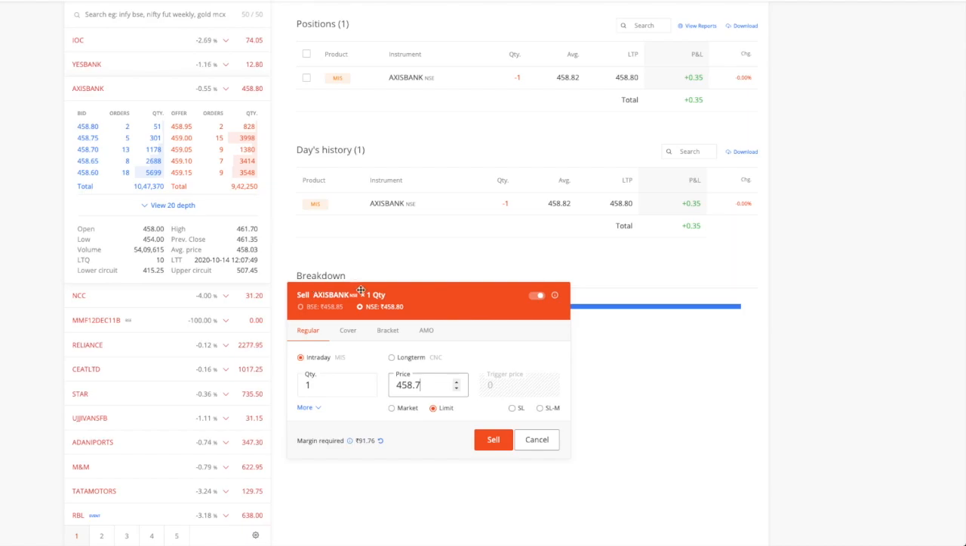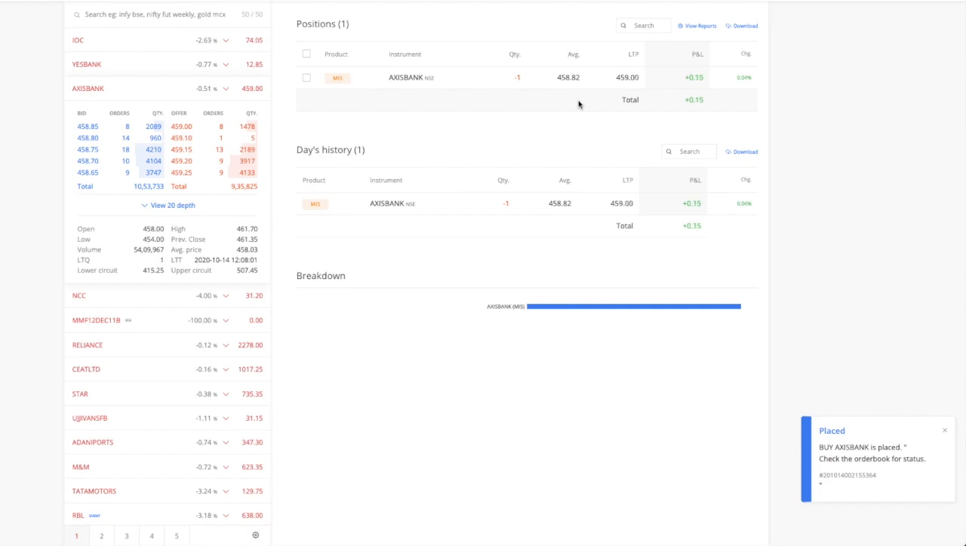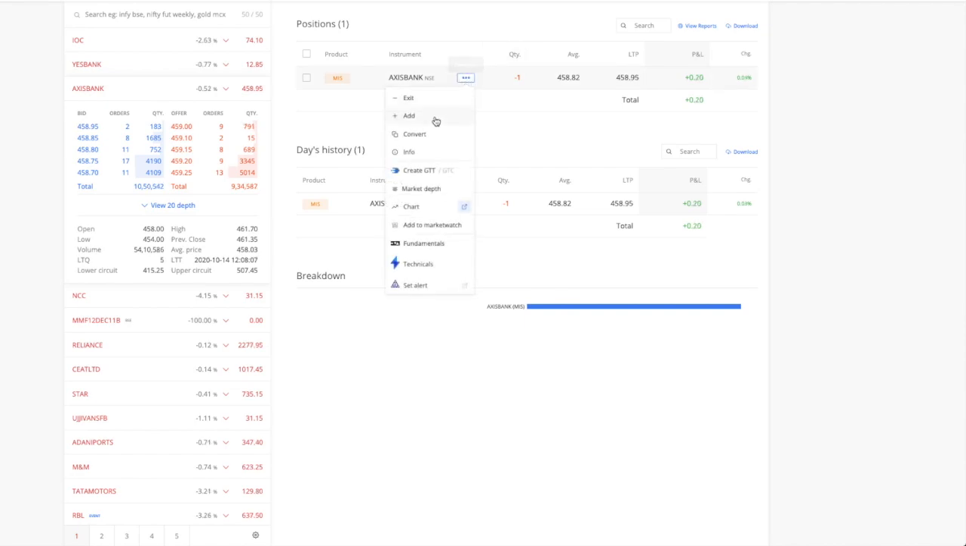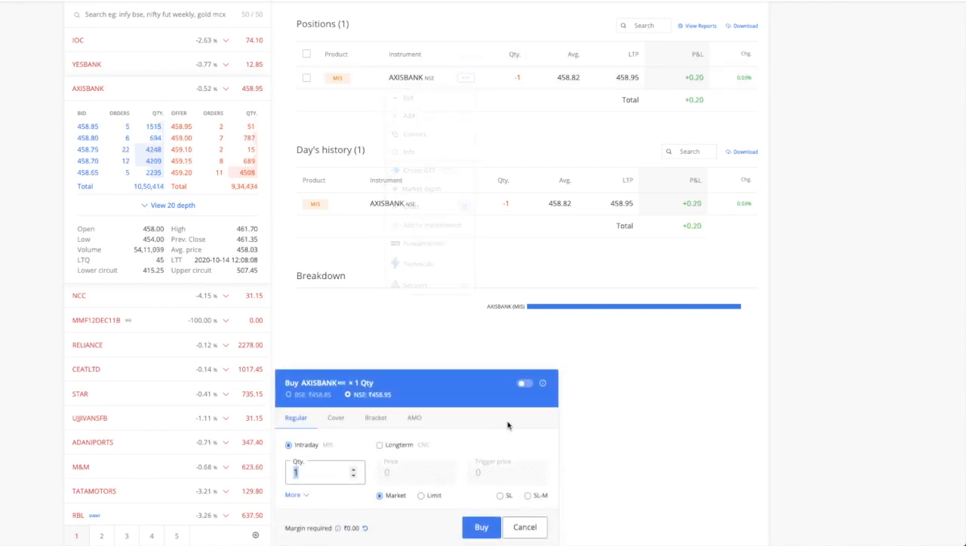So understand, this is a sell over here. I should be buying it back. So buy means blue color. At 458.7, I need to buy it back. So I'm keeping a buy order now. Whatever I have sold, I want to buy it back once the price drops further.